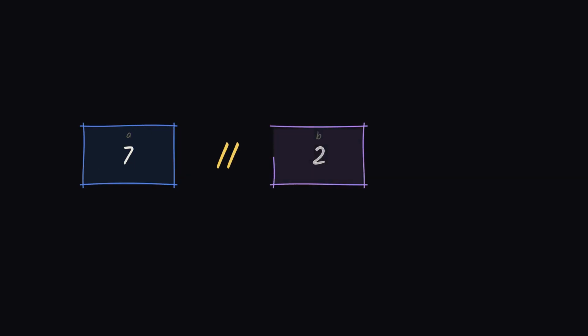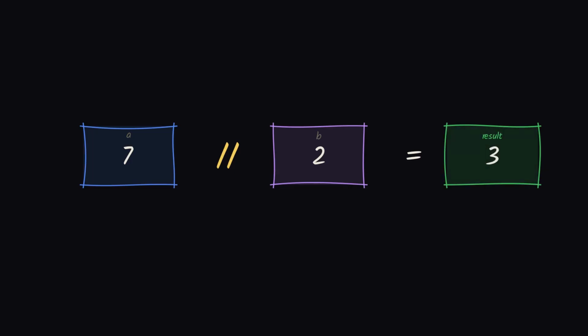7 is the number being divided, the dividend. The double slash is floor division. It performs regular division, then discards everything after the decimal point. 2 is the divisor. 7 divided by 2 is 3.5. Floor division discards the 0.5 and returns 3, the largest whole number that fits into the result.